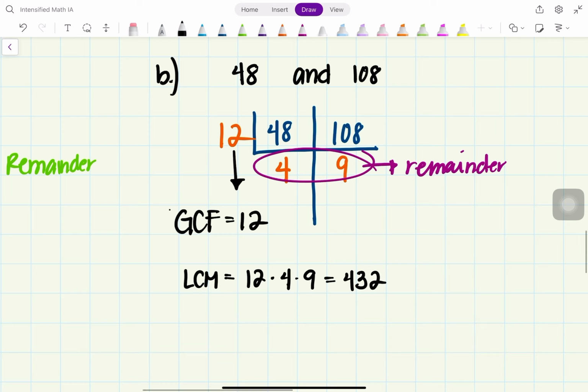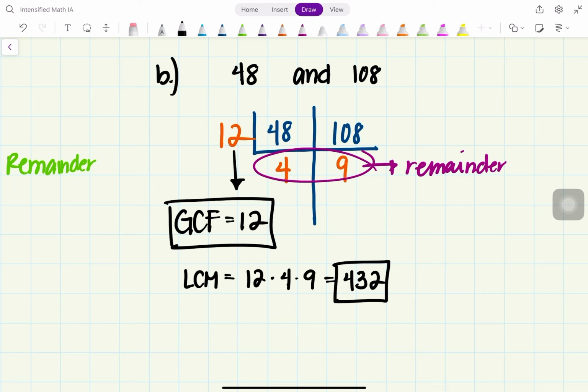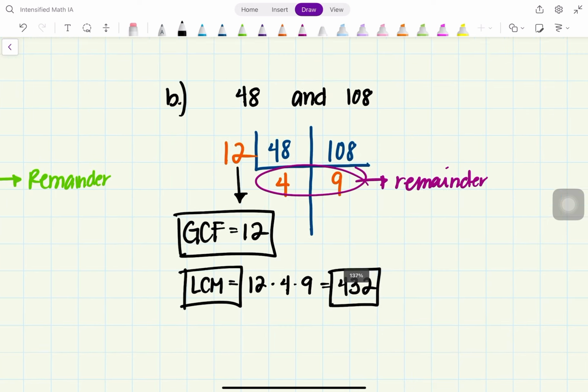So our answer and our second answer, which is LCM. All right.